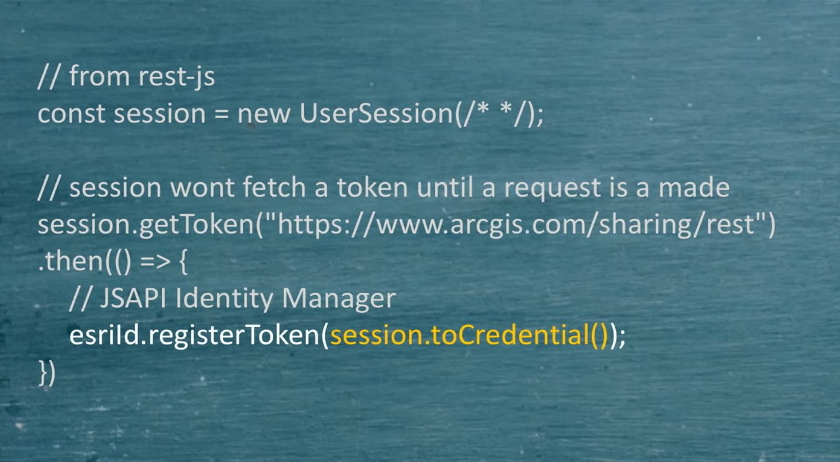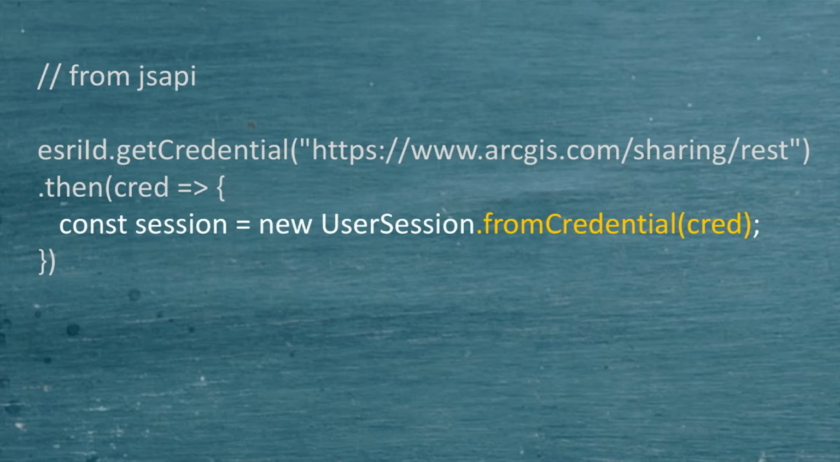So, there's a demo of this in the RestJS repo. Here's the relevant code. Basically, session is going to go through making a request to something, getToken on the session will be called, it will have the credentials, and then later on, when the JS API is loaded, you just call esriId.registerToken with session.toCredential. And vice versa, if you for some reason had the JS API running and didn't have RestJS, but then you brought RestJS in later and you wanted to give it a credential, you could do this. I can't really think of a scenario where you'd want to do this.